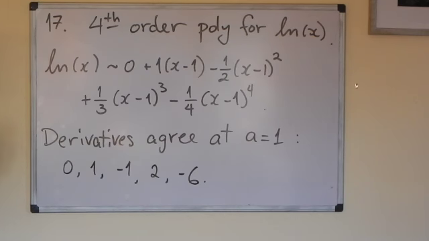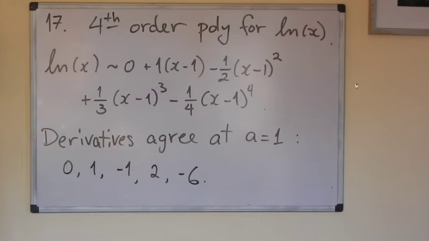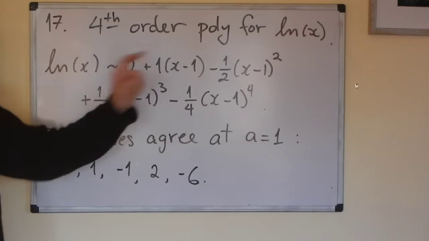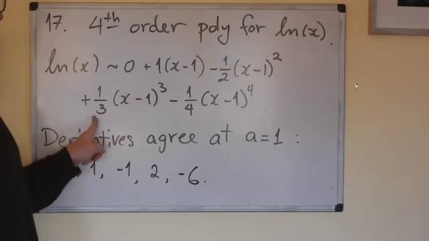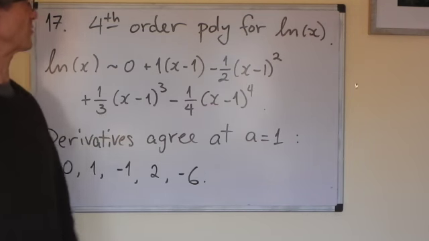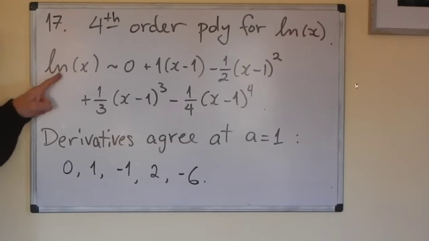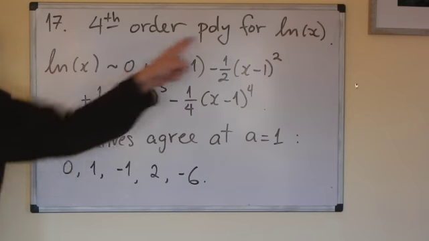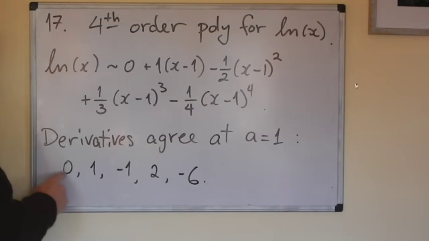So here's what we're finding for log of x based at a equal to 1. We got 0 plus 1 times x minus 1, minus 1/2 times x minus 1 squared, plus 1/3 times x minus 1 cubed, and then finally minus 1/4 times x minus 1 to the 4th. That is the fourth order Taylor polynomial based at a equal to 1. Let's just check that the derivatives agree. If I evaluate this right-hand side at x equal to 1, everything is 0, so I get 0.